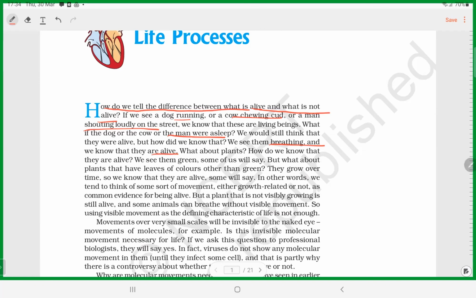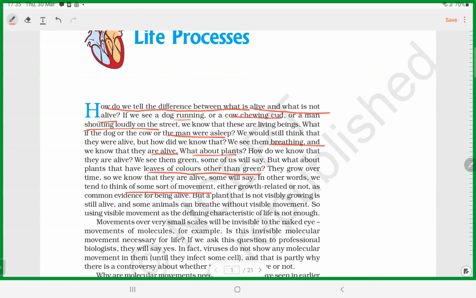And what about in plants? If it looks green, logically it is involved in what? Photosynthesis. That's one common thing. The plant is an autotrophic organism. If the plant looks very green, it is capable of doing photosynthesis. It can make its own food, so we can say the plant is alive. So all these things are actually called visible movements.